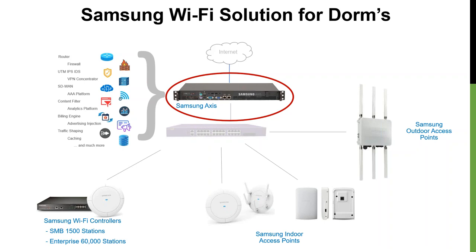It's a router, firewall, and it provides SD-WAN type of capabilities. It has an inbuilt AAA platform. All sorts of things that Samsung Access can easily interface with our controller and do. For bandwidth management, there are all sorts of hooks available. And the biggest piece is micro-segmentation. We'll talk about how micro-segmentation in the student dormitories can help offset some of the challenges that you're seeing today with student Wi-Fi. So with that in mind, let's look at what our solution would be.